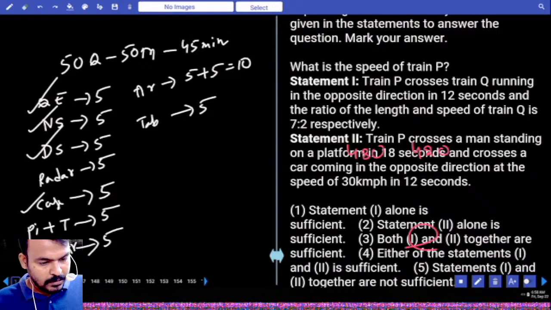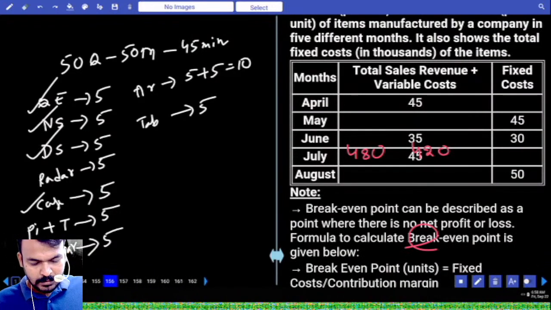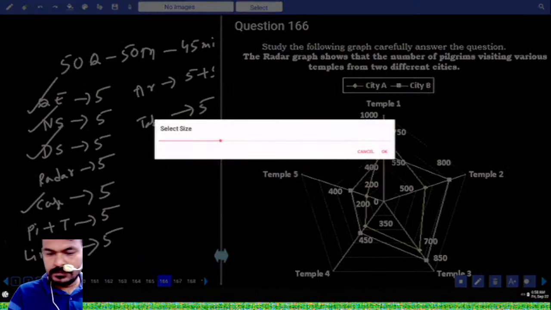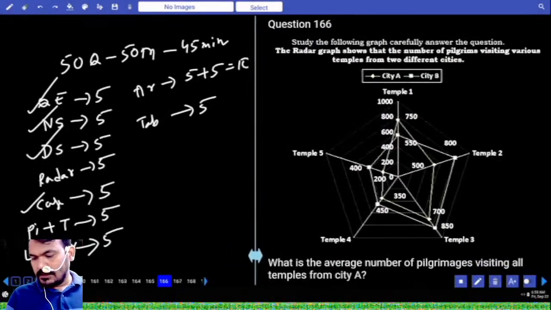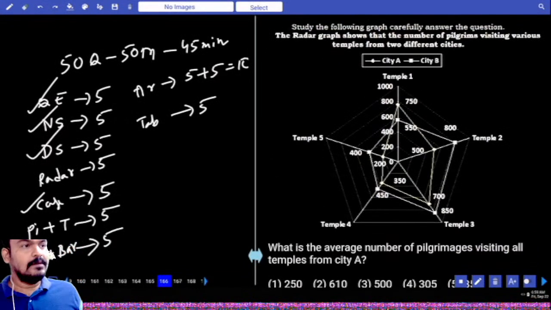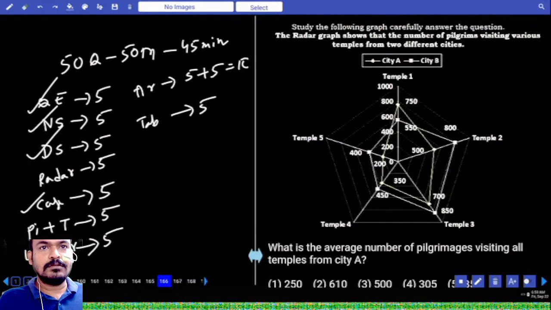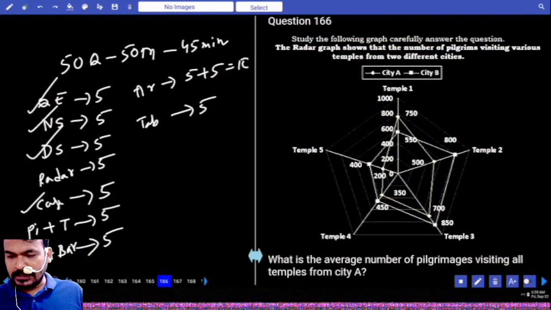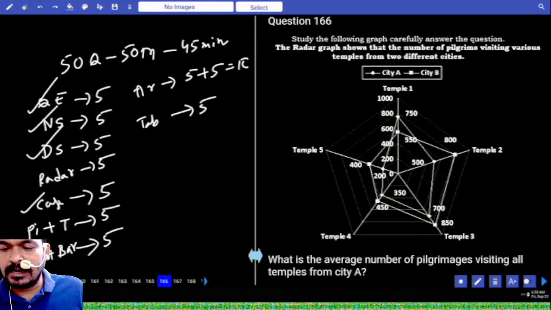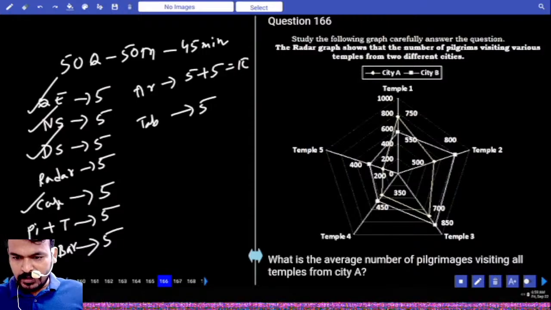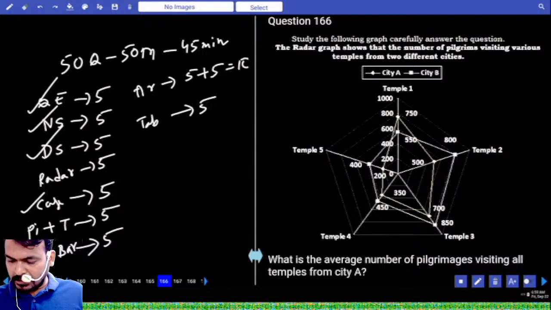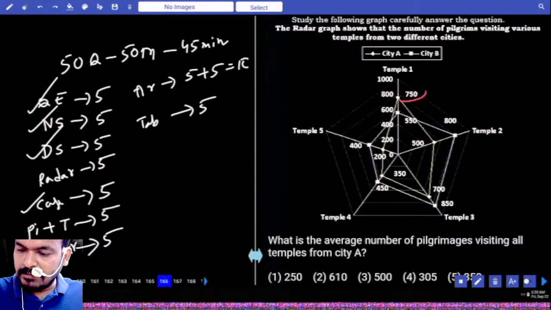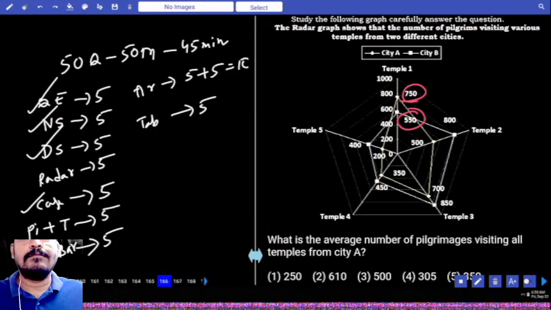Radar graph. I think direct data, the radar graph, easy question. Solve only one question, try the remaining questions. CTA and CTB. The radar graph shows the number of pilgrims visiting various temples from 2 different cities. Here temple 1, CTA, how many members? 750. CTB is 550.